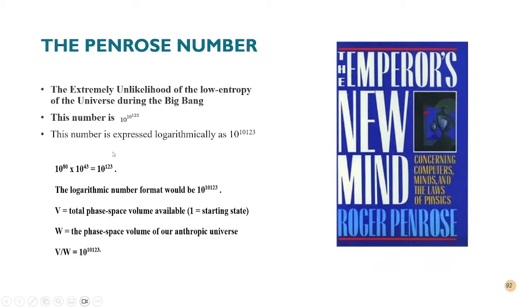This is just the math behind the equation, if you want to look at it, but it's basically the final number it's showing. It's 1 divided by the Penrose number, which is 10 to the power of 10 to the power of 123, which is an extremely small probability for low entropy existing during the time of the Big Bang. Low entropy, once again, means just order, very orderly, as opposed to high entropy, which is chaotic.